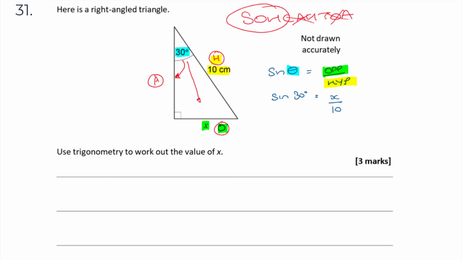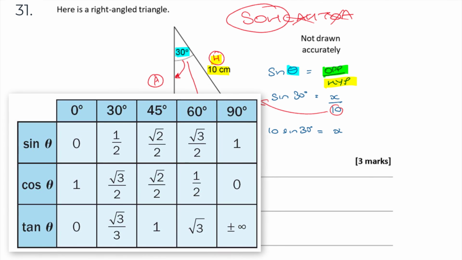So if I want to find x, I need to cross multiply that 10 up to there. So it's going to become x equals 10 sine 30 degrees. And then we reach for our calculator. Oh no, I don't have it. So what are we going to do? Well, luckily, sine 30 is one of those angles that I know I have to learn for my GCSE, and I've memorized it. Have you?